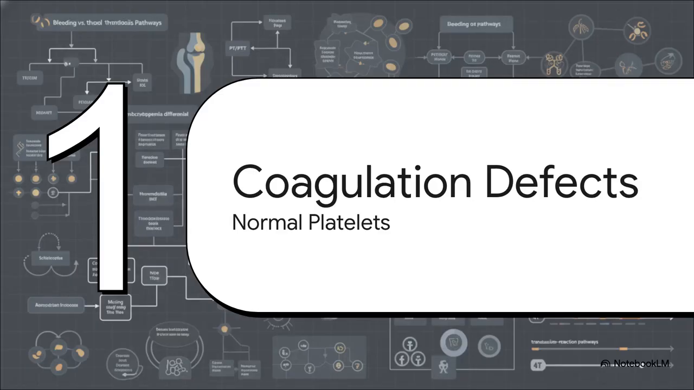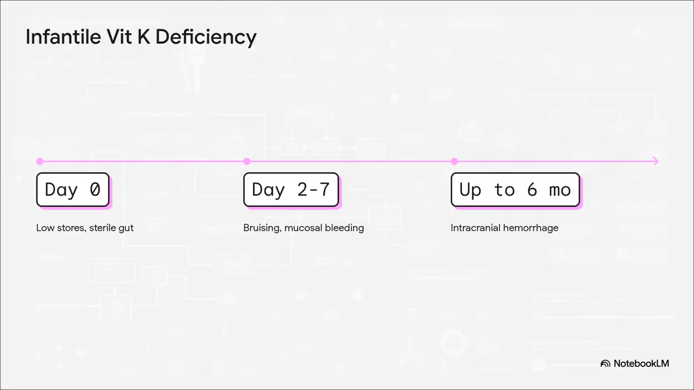Section 3, coagulation and factor defects. Normal platelets, abnormal PT or PTT. Let's trace the timeline of infantile vitamin K deficiency.